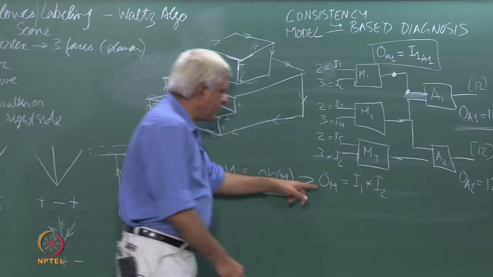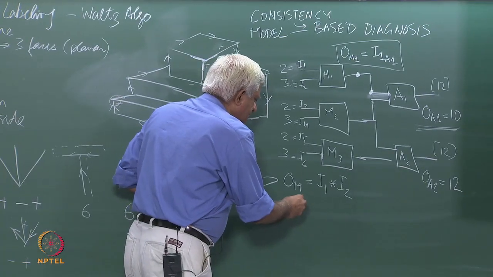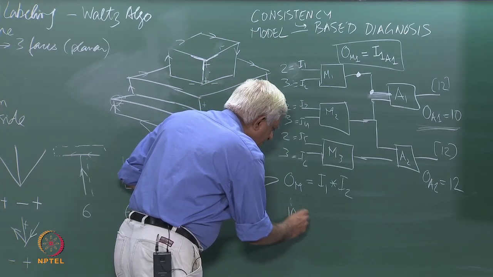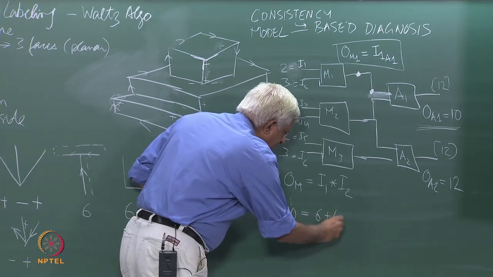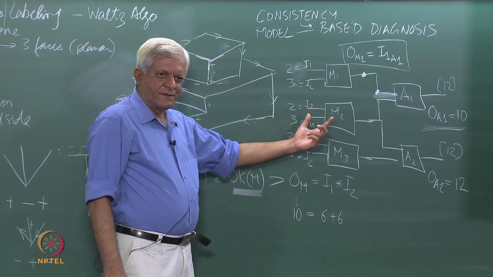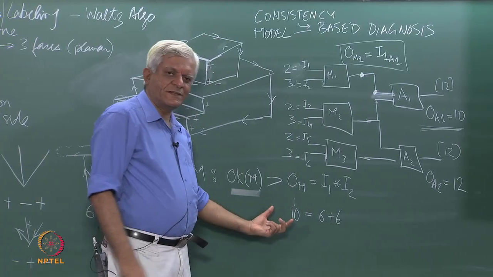The solution, remember, must contain that this output is 10, which means I am making a statement like 10 is equal to 6 plus 6, that is what the adder is saying. So, obviously, this is a false statement.